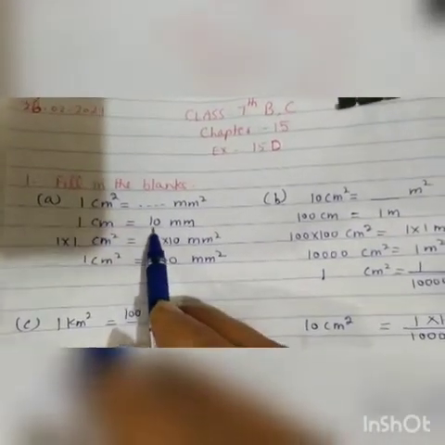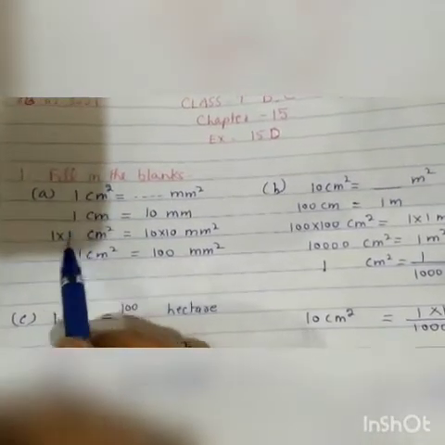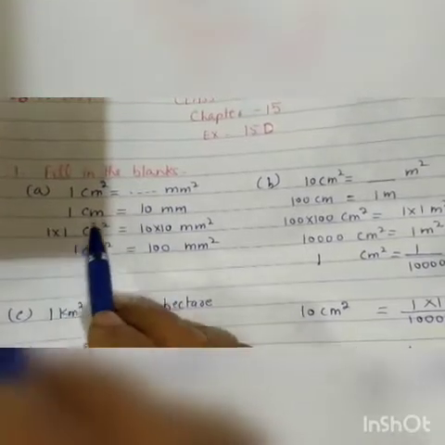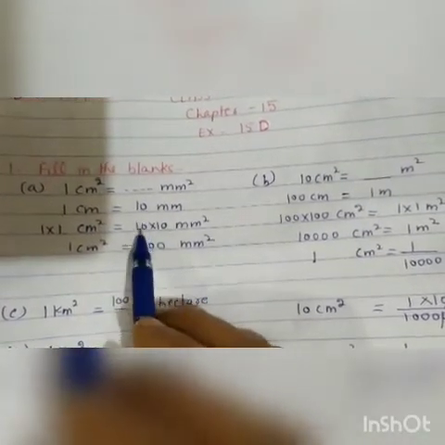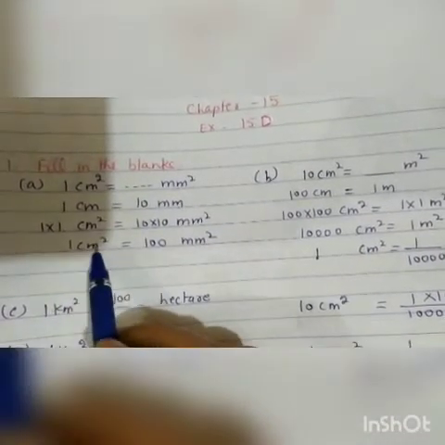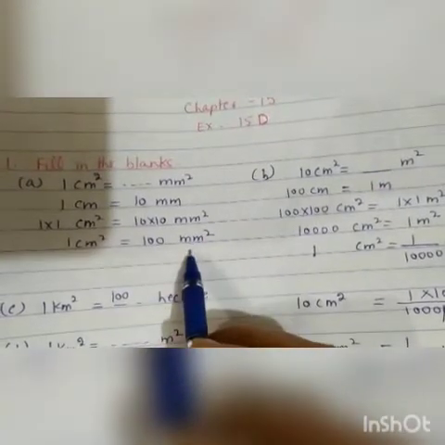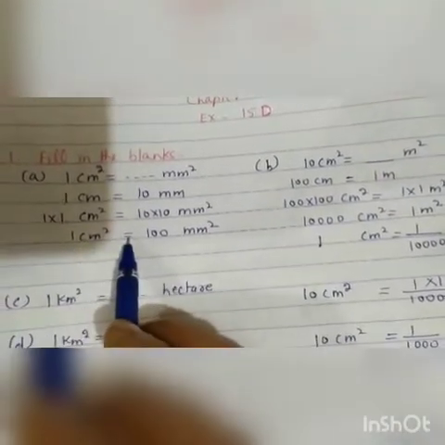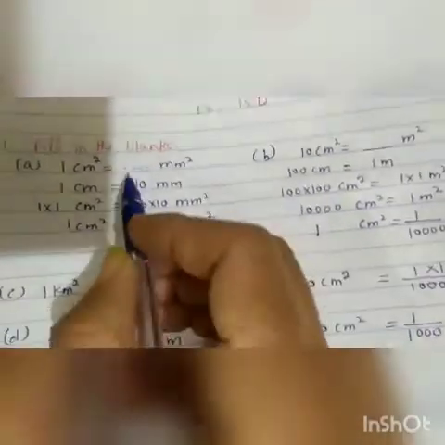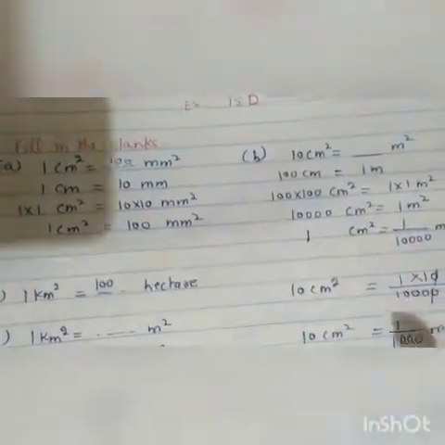Then here 10 into 10. We multiply this 1 by 1 and this 10 by 10. So 1 multiply 1 square centimeter is equal to 10 into 10 square millimeter. 1 into 1 is 1. 1 square centimeter is equal to 10 into 10, 100 square millimeter. So 1 square centimeter is equal to 100 square millimeter. We will write here 100. Now B part.